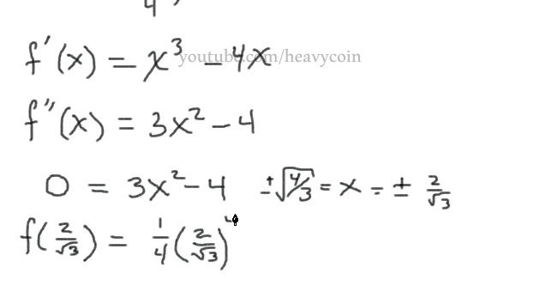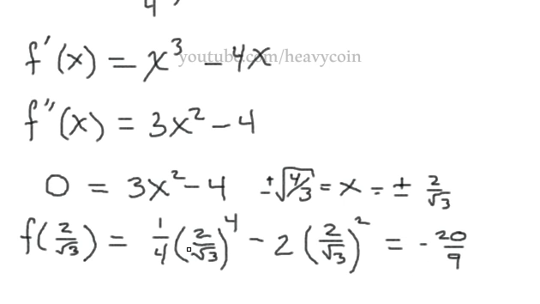And that's to the 4th power minus 2 times 2 over the square root of 3, and that's squared. Now I'm not going to go through all the arithmetic here and show you how to get all this. I'm just going to write it out right here. So that should be negative 20 over 9. So hopefully you can work all this out and get negative 20 over 9.